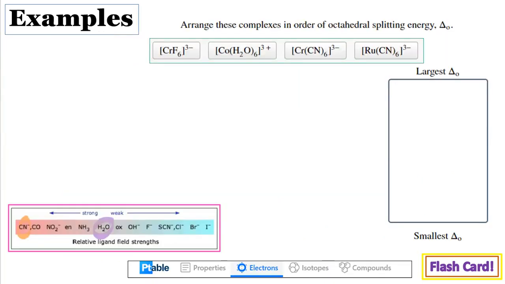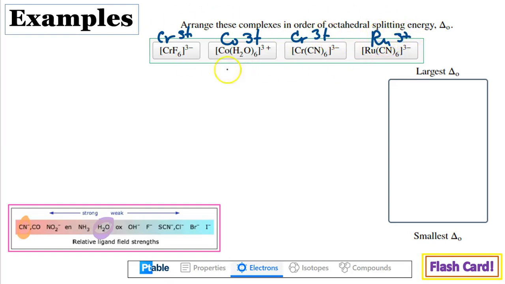Finally, we can do another one here with the same concept. We want to focus on oxidation numbers. We want to focus on ligands. We want to focus on periods. So let's go ahead and get our oxidation numbers. We have Cr here. So it's going to be Cr3+. We have cobalt here, Co3+. We also have Cr3+ here. And we have Ru3+.